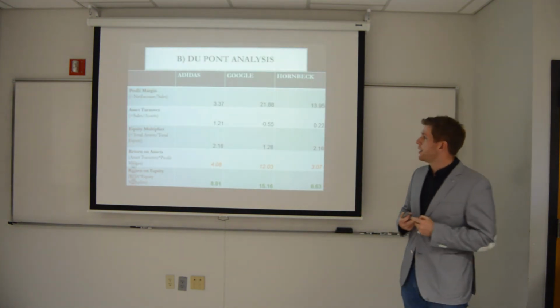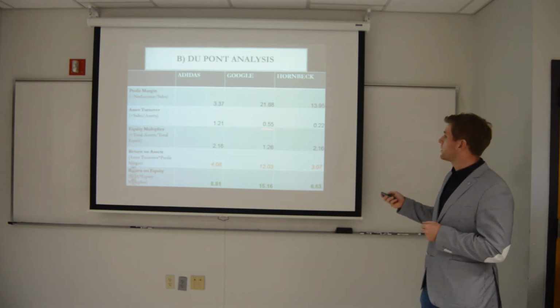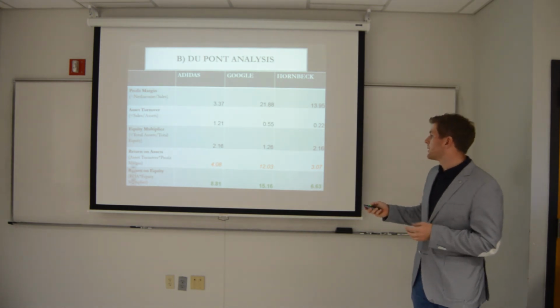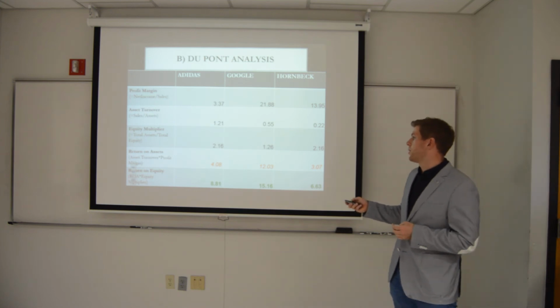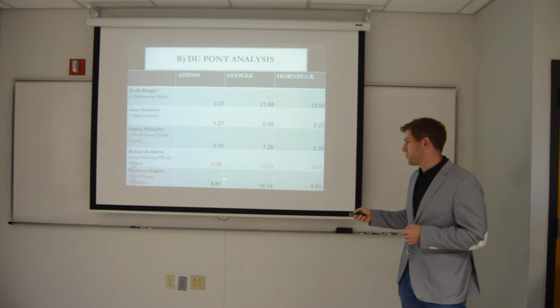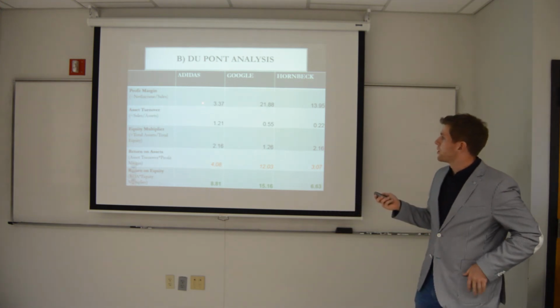Looking at the DuPont analysis, splitting up my profit margin of each company, the asset turnover, and the equity multiplier: I'm taking profit margin times asset turnover, which gives me my return on assets, and then multiplying the return on assets times the equity multiplier, so the financial leverage, which gives me the ROE. So let's look at profit margins.